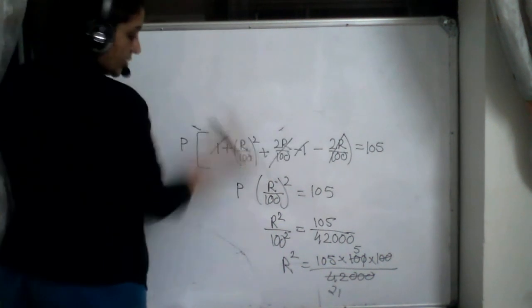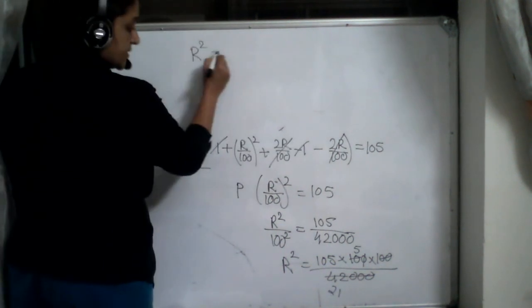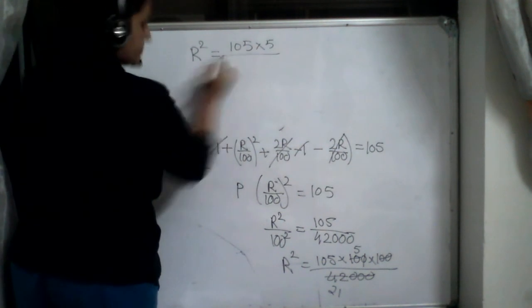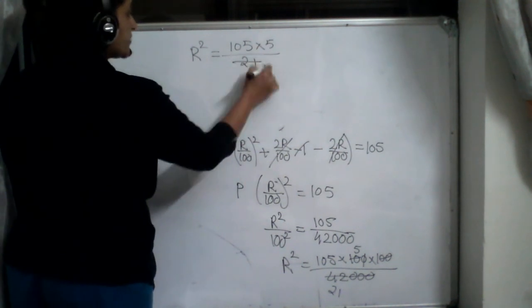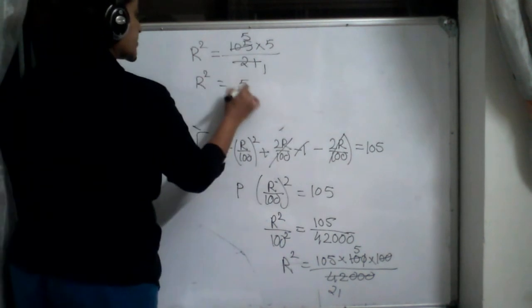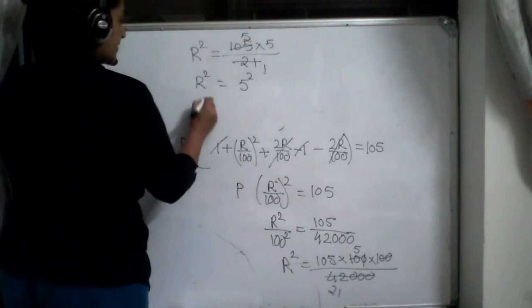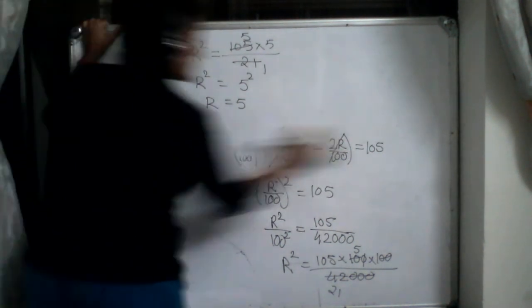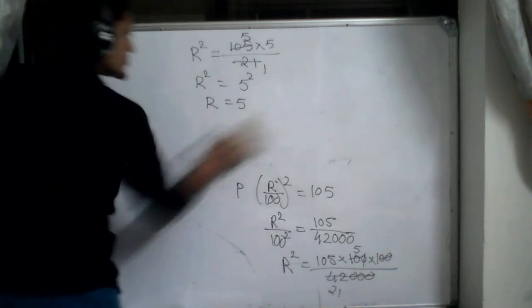Okay, now I have r square is equal to 105 into 5 upon 21. 21 ones are 21, 21 fives are 105. So r square is equal to what you get? 5 square. Now when the exponents are same, you can equate the base. So r is what? 5% per annum. Okay, so you could find out what is r.